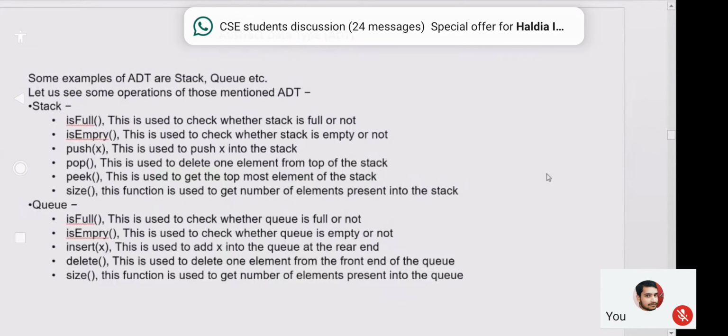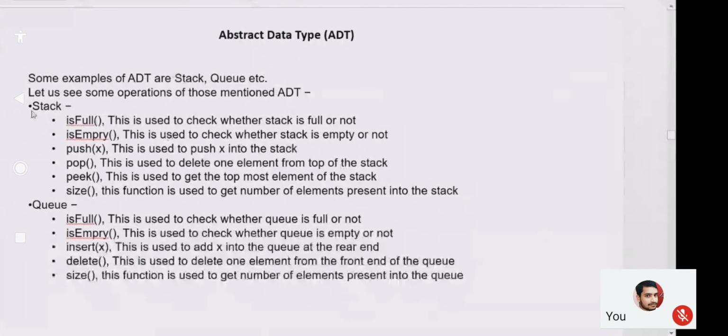So the next is the stack. Already I have said is full is a function. This is used to check whether a stack is full or not. If the stack is already full, you cannot push any element into the stack. Similarly, you have is empty. And push X means you will push the element X into the stack.